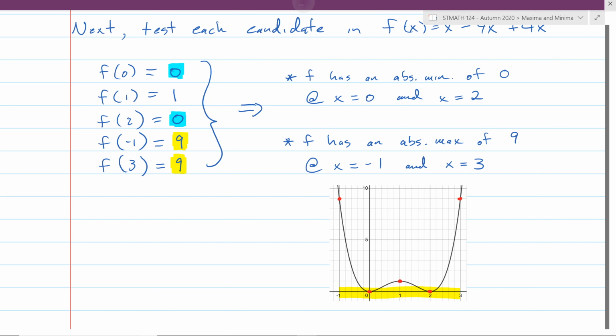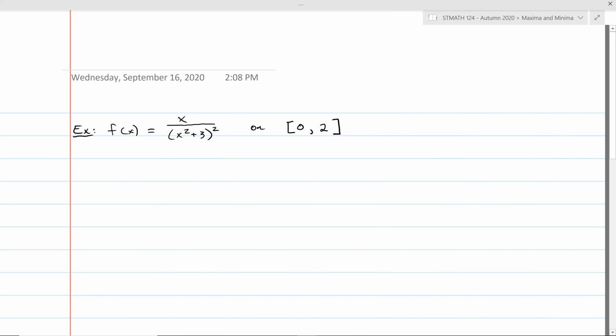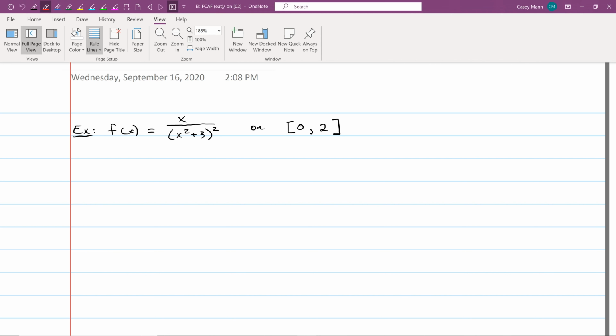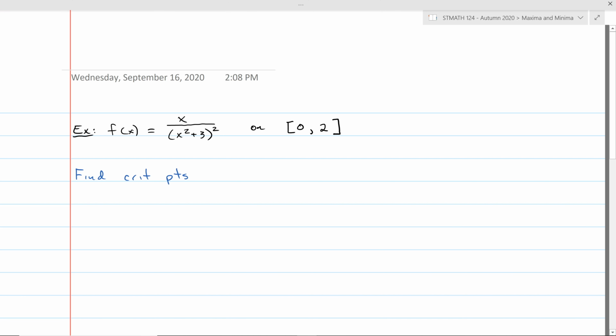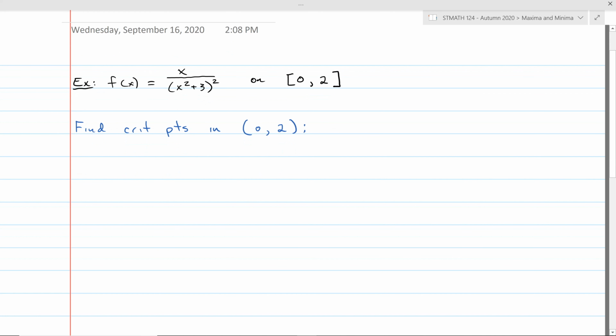Let's try another one using this procedure. In this example, we've got f of x equals x divided by the quantity x squared plus 3, squared, and our interval is 0 to 2. And same as before, we want to find the absolute minimum and absolute maximum of this function on that interval. So we're going to find our critical points that happen in 0 to 2. They have to be interior to that interval. Well, to do that, we'll find the derivative first.